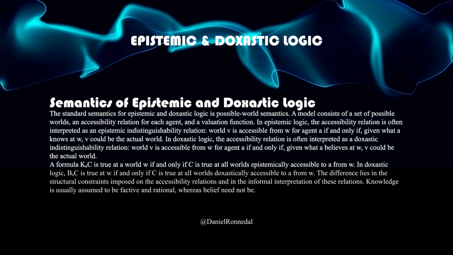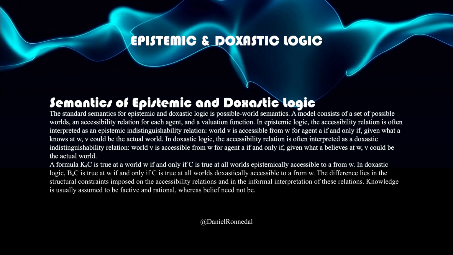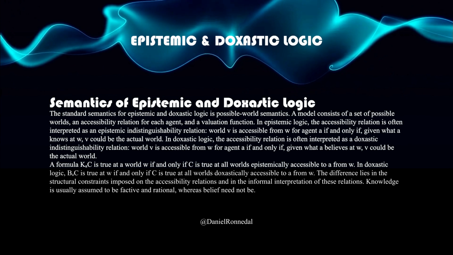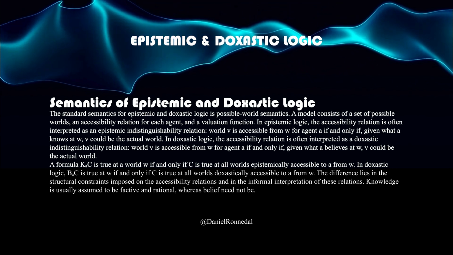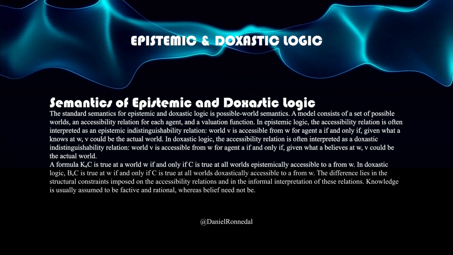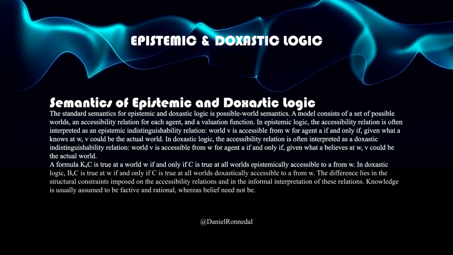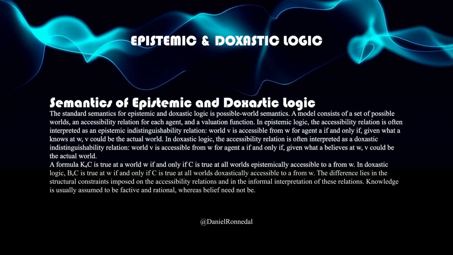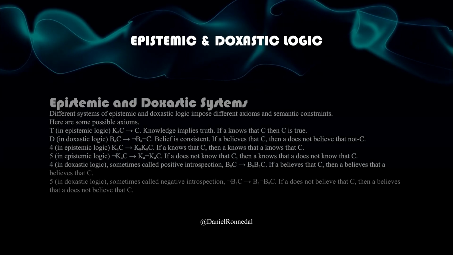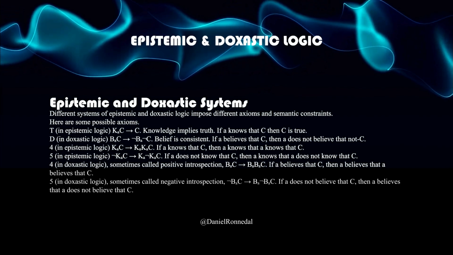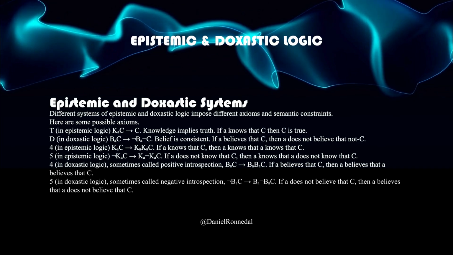In doxastic logic, B_A C is true at W if and only if C is true at all worlds doxastically accessible to A from W. The difference lies in the structural constraints imposed on the accessibility relations and in the informal interpretation of these relations. Knowledge is usually assumed to be factive and rational, whereas belief need not be. Different systems of epistemic and doxastic logic impose different axioms and semantic constraints.